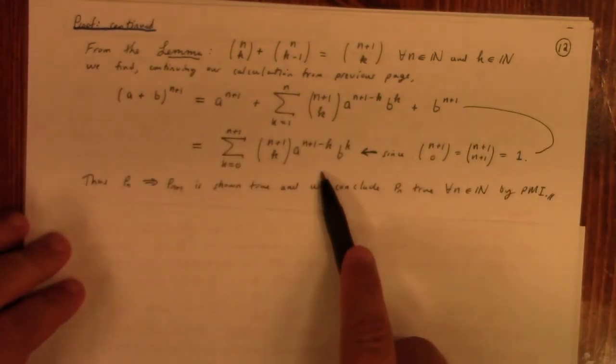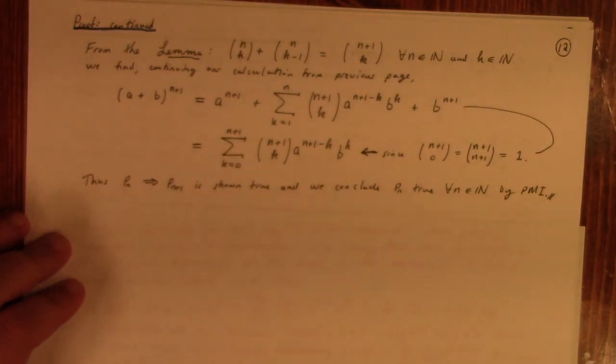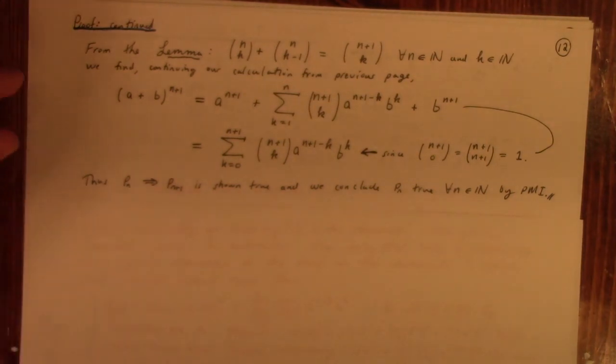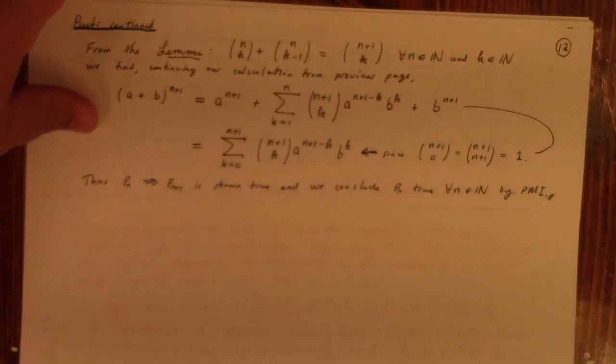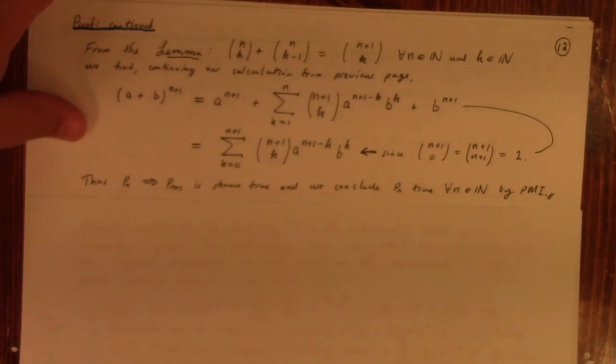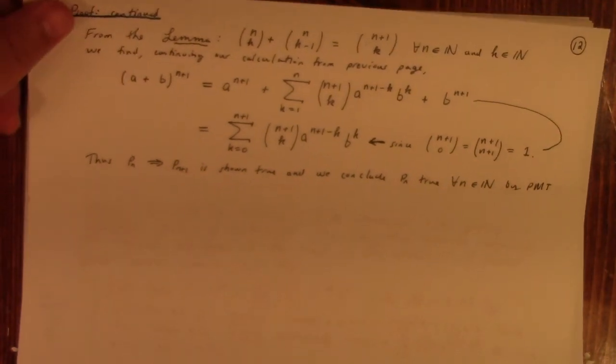This is the binomial theorem for n plus 1. So we've shown that Pn implies Pn plus 1. And therefore, we conclude by proof by mathematical induction that the binomial theorem holds, and this formula holds, for arbitrary natural numbers. So just a short remark.